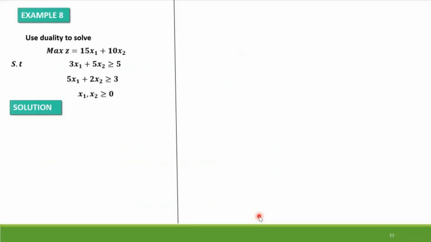Next problem. Use duality to solve. Maximize z equal to 15x1 plus 10x2 subject to 3x1 plus 5x2 greater than or equal to 5, 5x1 plus 2x2 greater than or equal to 3, x1, x2 greater than or equal to 0.